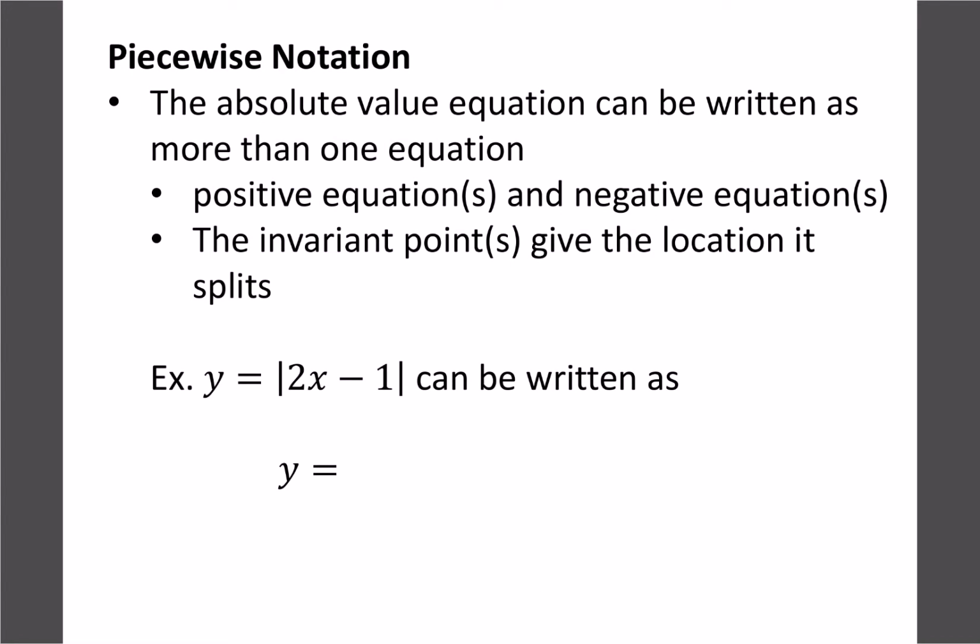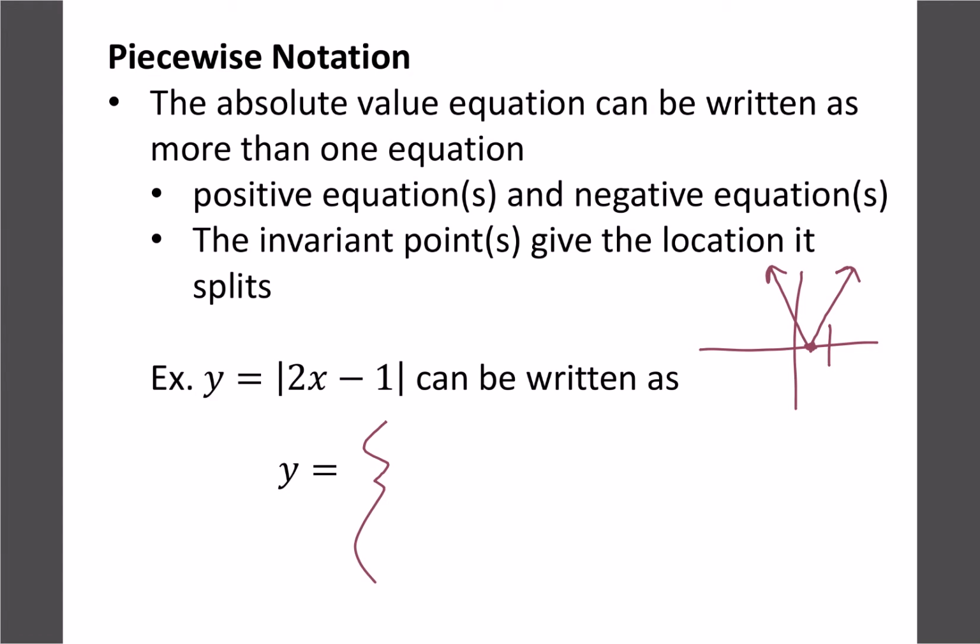Another way of writing these is what we call piecewise notation. What it means is we write the absolute value as two normal equations. So if we graph y equals the absolute value of 2x minus 1, our intersection point would be at a half, so we know that's where our invariant point is. And we know it's going to be a V-shaped graph looking something like that.